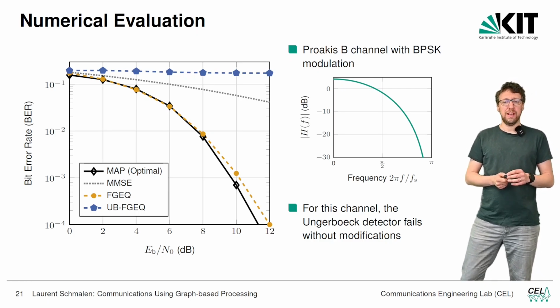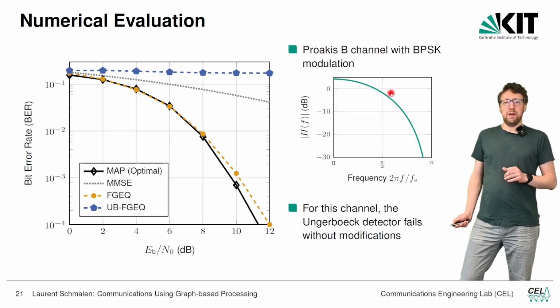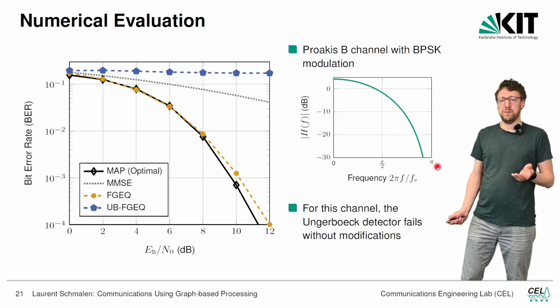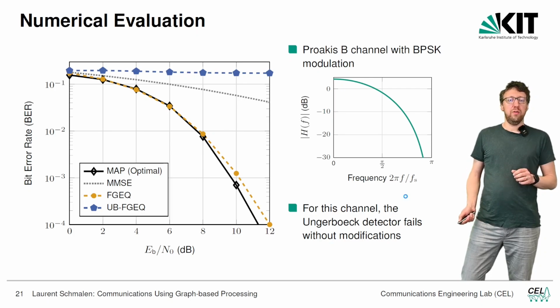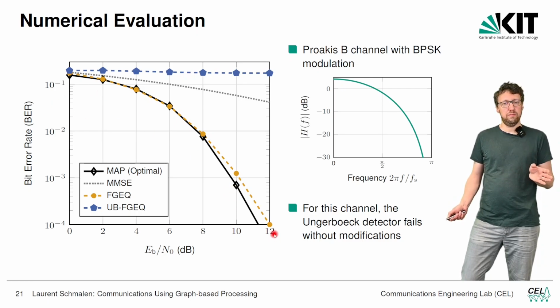So here we show an example. First, we have a Proakis B channel. This is a very widely known channel, and here is the frequency response of this channel, and we see that it has a low pass characteristic. And what we show here is the bit error rate as a function of the signal to noise ratio again. Again, for this channel we can calculate the optimal detector, so the MAP detector. This is the best we can do. This is with BPSK modulation.